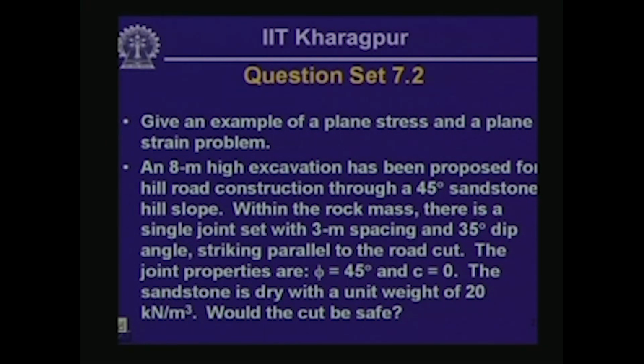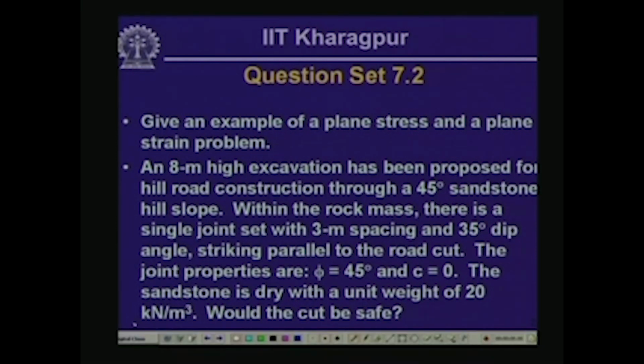The first question that I asked was, give an example of a plane stress and a plane strain problem. Now plane stress, if you recall, in a plane stress problem what you have are essentially two principal stresses in one plane, and the out of plane principal stress in that case is 0. So we can consider an example from the perspective of engineering geology. Let us say we have got a strike slip fault which is rupturing at ground surface.